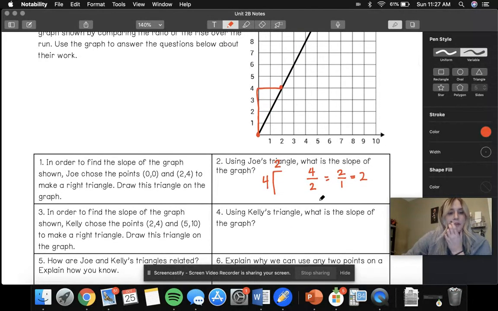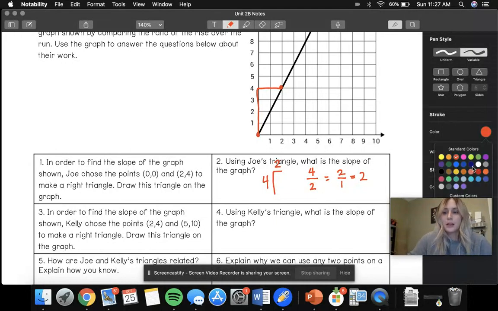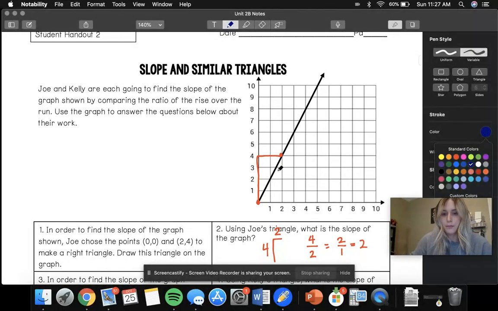All right, so in order to find the slope of the graph shown, Kelly chose the points 2, 4, and 5, 10. So we are going to use the same graph to find the slope of this triangle. So we have 2, 4, and we have 5, 10.